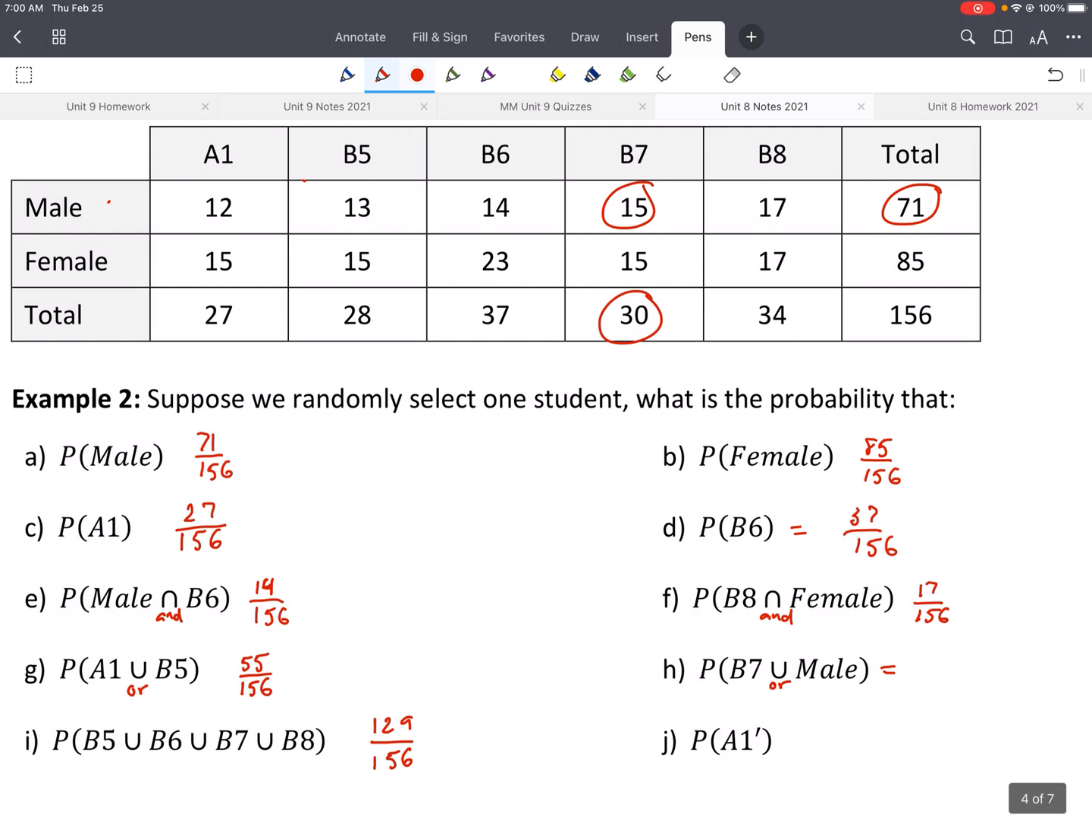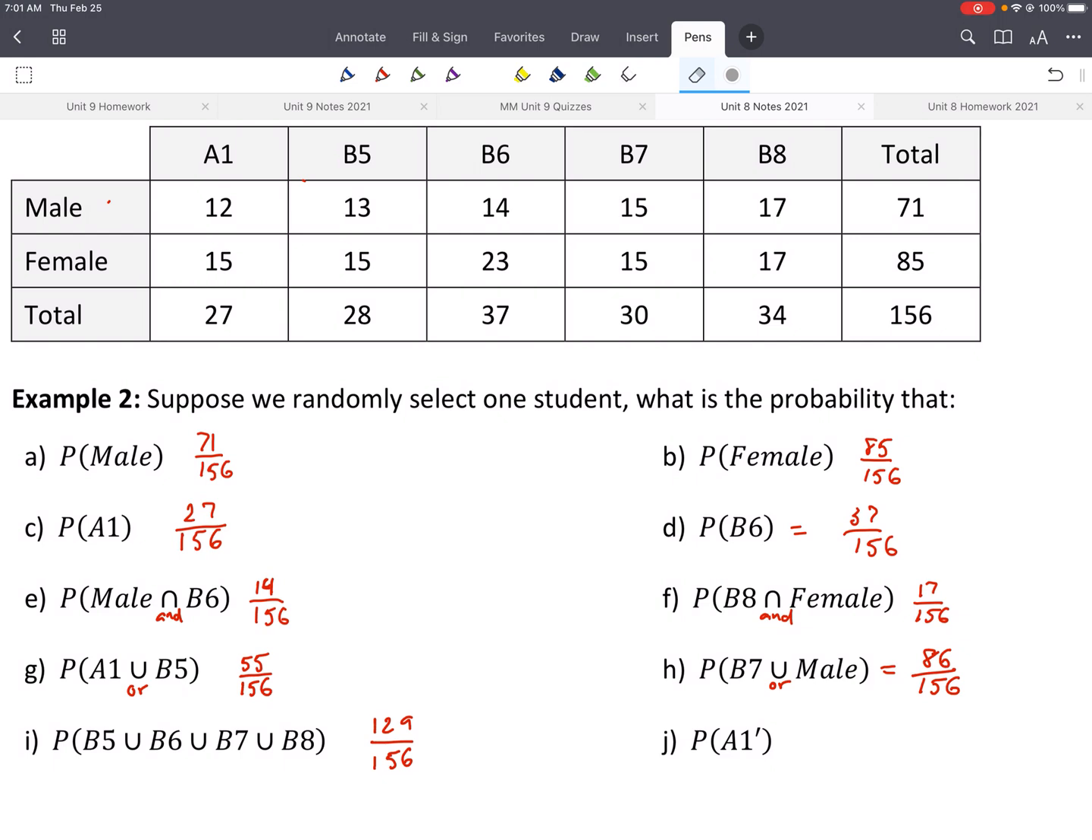And that should give us 86. So 86 out of 156. Okay. So again, we don't want to double count it. We'll take all of the males and we'll take all of the B7. We don't want to double count the males that are in B7.